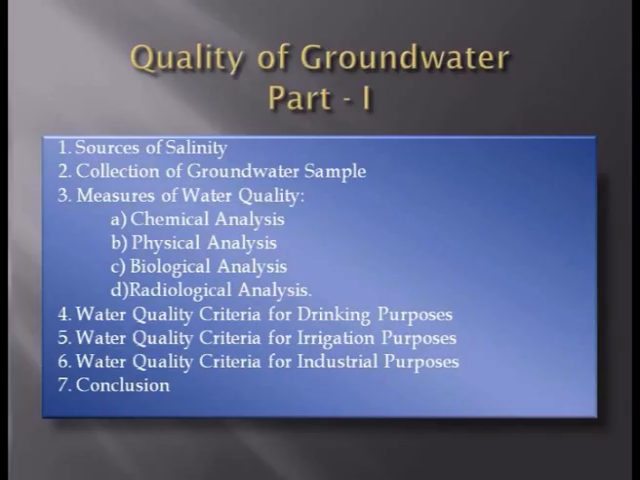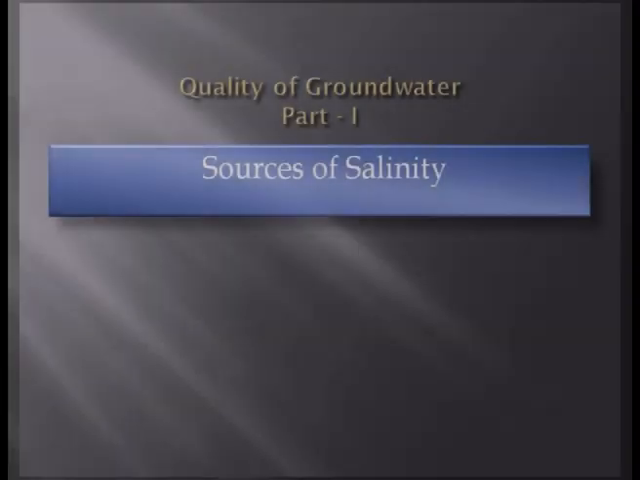So, today the following modules are highlighted in this lecture. Number 1, sources of salinity. Second, collection of groundwater sample. Third, measures of water quality. Fourth, water quality criteria for drinking purposes. Fifth, water quality criteria for irrigation purposes. And sixth, water quality criteria for industrial purposes.